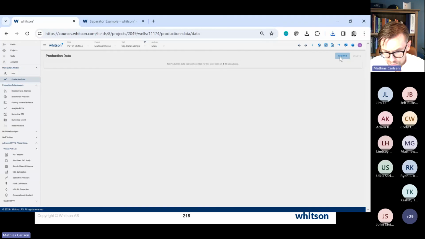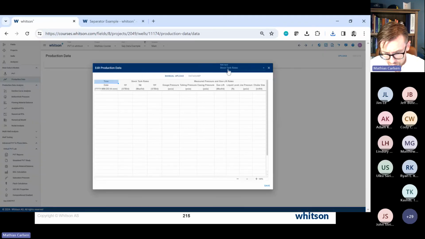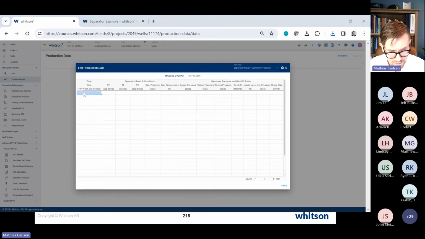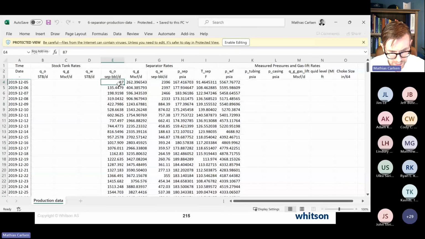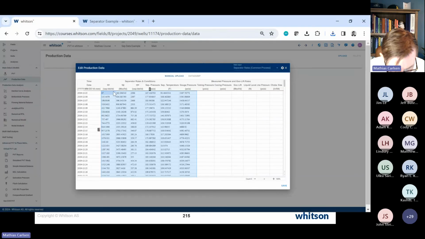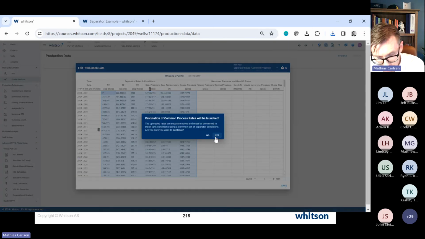So in the software, I click upload, and then at the top here, I'm going to switch to separator rates. Then I can input the time, which will be here, and then I'll input these columns right here. And there you see I have oil rate, gas rate, water rate, separator conditions over time, and gate pressure. When I click save here, it says the uploaded rates are separator rates and must be converted to stock tank conditions.